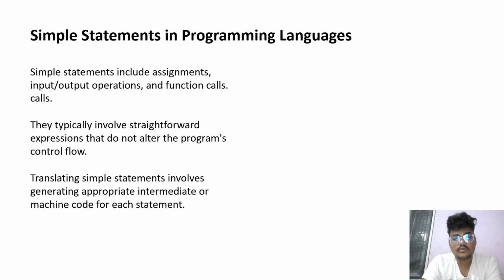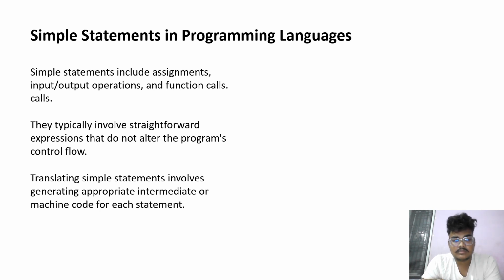Simple statements in programming language. What are simple statements? Simple statements include assignments, input-output operations, and function calls. They typically involve straightforward expressions that do not alter the program's control flow. Translating simple statements involves generating appropriate intermediate or machine code for each statement.